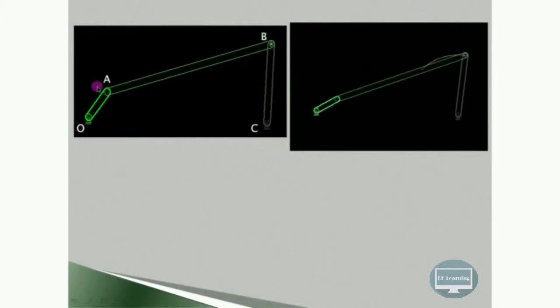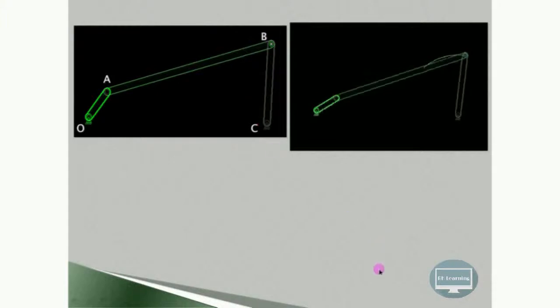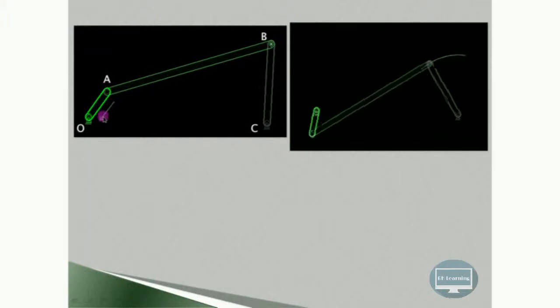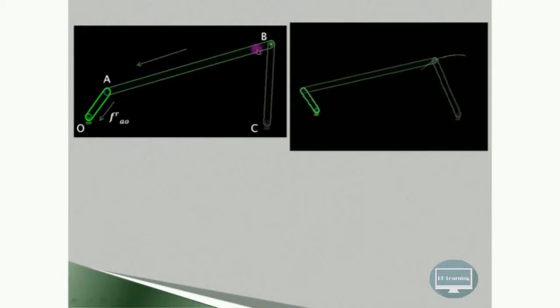Now suppose this OA is the crank, this AB is the intermediate link or coupler link, and this BC is the output link. Now we know that the radial or centripetal acceleration of A with respect to O, where O is the fixed point, is directed towards the center, that is O. Then, neither A is fixed nor B is fixed, so we can say the acceleration of either A with respect to B or B with respect to A.